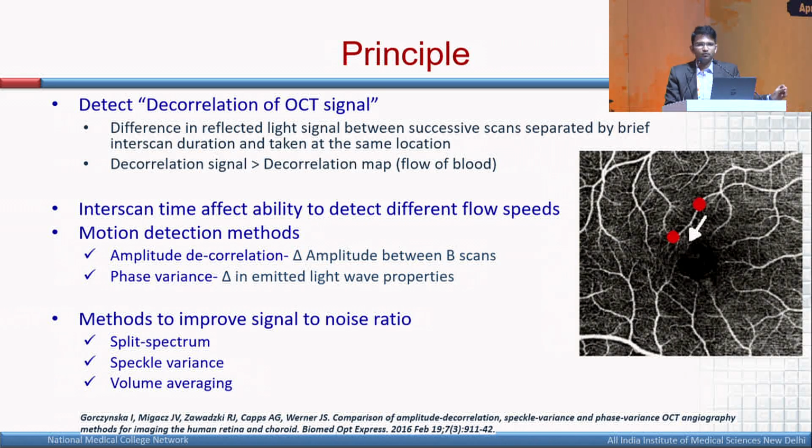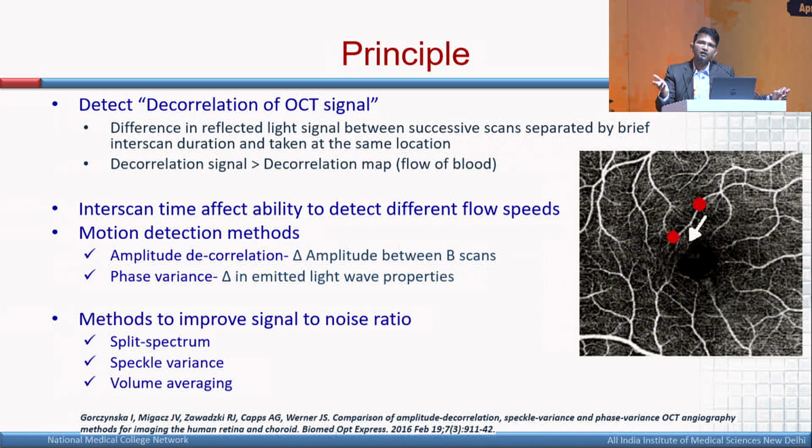Now, there are two parameters that could be detected by the detector. One is the amplitude decorrelation, that is the amplitude difference in the light coming from the two successive B-scan images at a single place, or it could be the phase difference. So it could be either amplitude difference or phase difference that is captured by the machine. Now signal is basically the flow that you are seeing, and noise is anything that is interrupting. It could be a cataract, a media opacity, poor tear film, or poor image acquisition.